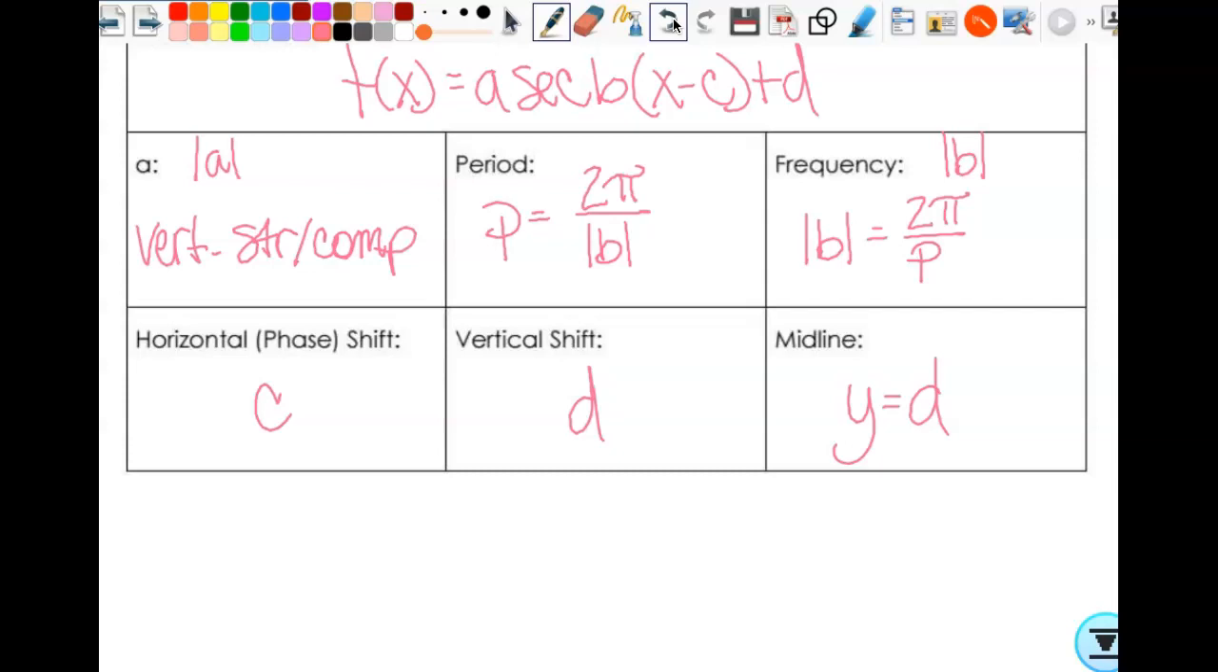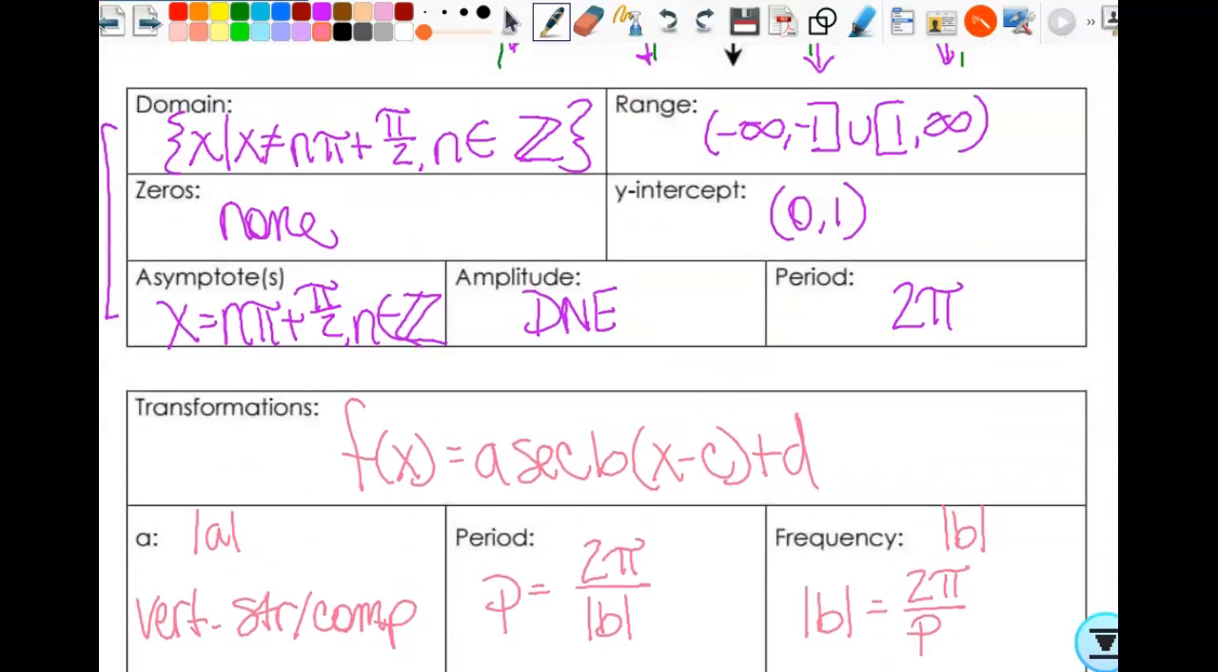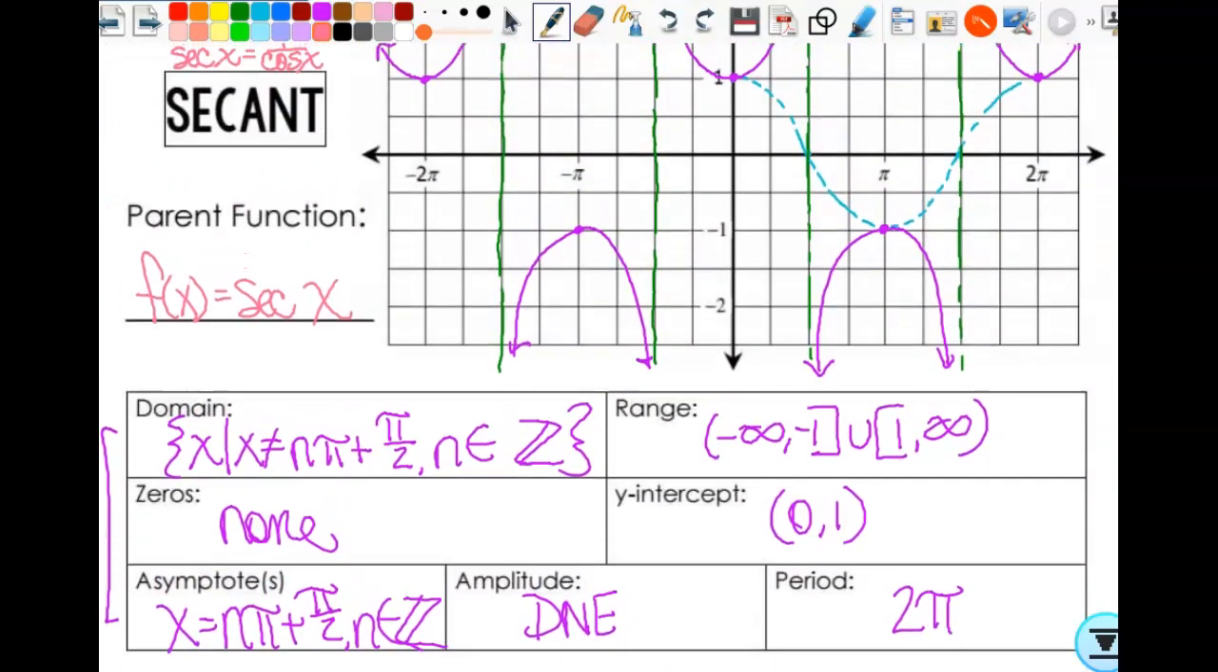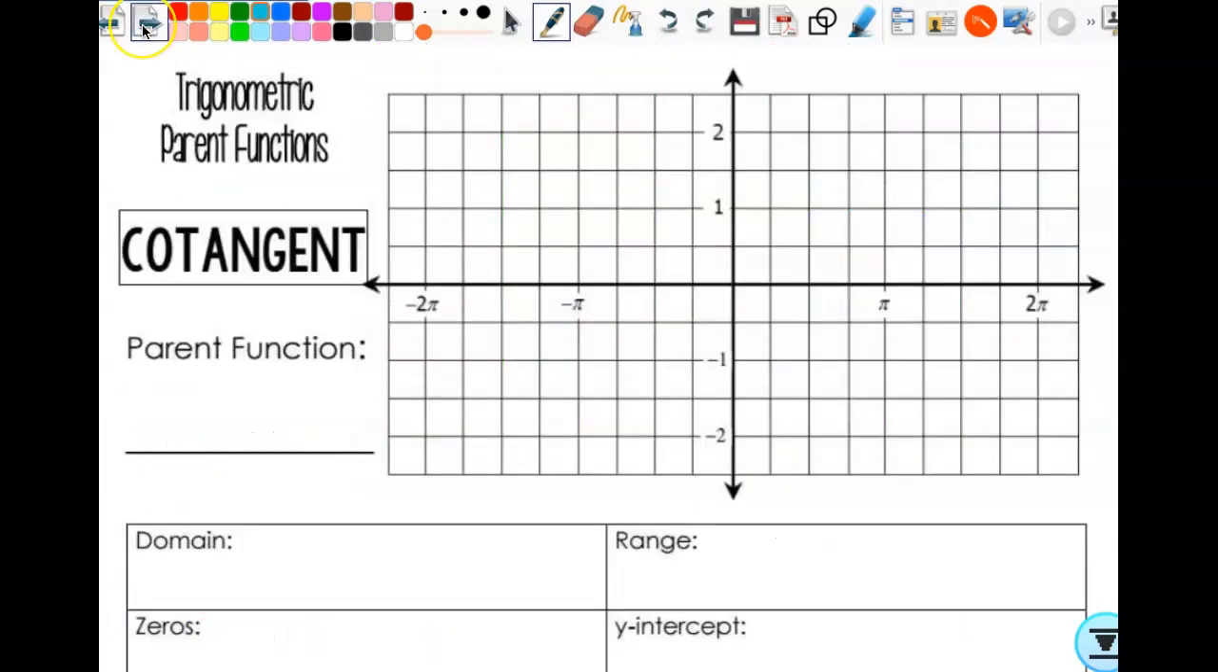Okay. Good. Your parent function for this that you would sketch in would be cosine. And then we just do the opposite of it. Okay. Questions about secant? All right, let's look at cotangent.